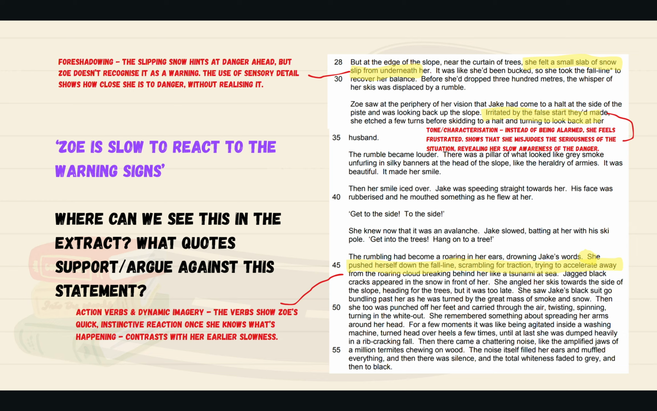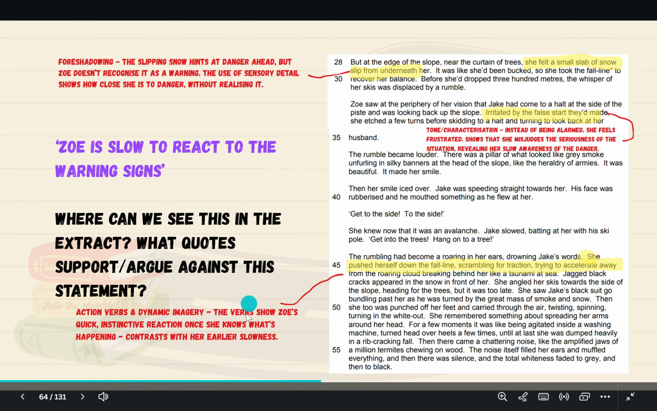I've then highlighted the quote, "she pushed herself down the fall line, scrambling for traction, trying to accelerate away." And I've said this is an example of action verbs and dynamic imagery, as the verbs show Zoe's quick instinctive reaction once she knows what's happening, contrasting with her earlier slowness. So this quote and this quote agree with the fact that she's slow to react to the warning signs, and this quote disagrees as it says that she knew all along.